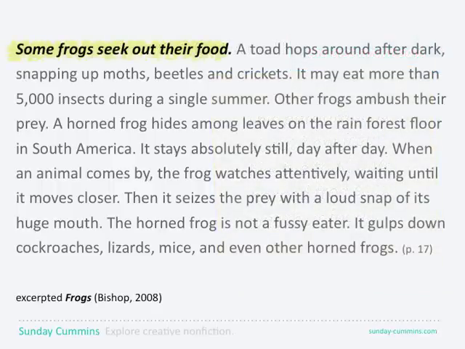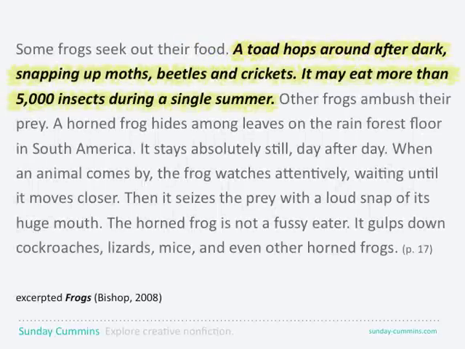The first sentence, "Some frogs seek out their food," introduces the topic, how frogs seek out their food. In the next two sentences, the author describes how the toad finds its food, and then states a statistic related to how many insects the toad can eat in one summer, 5,000.